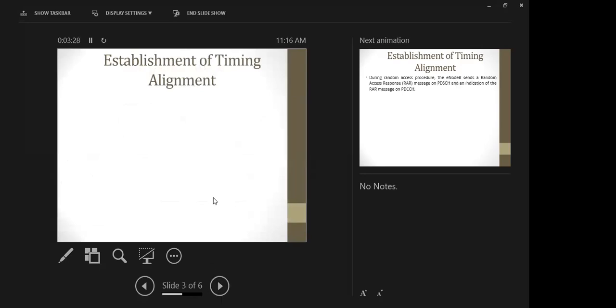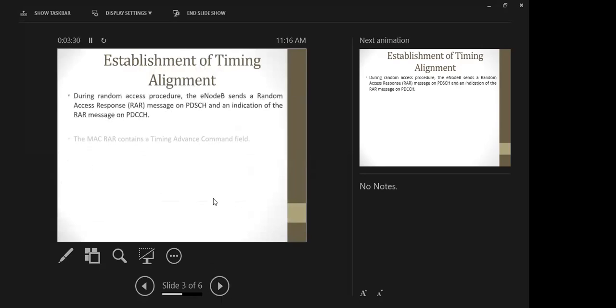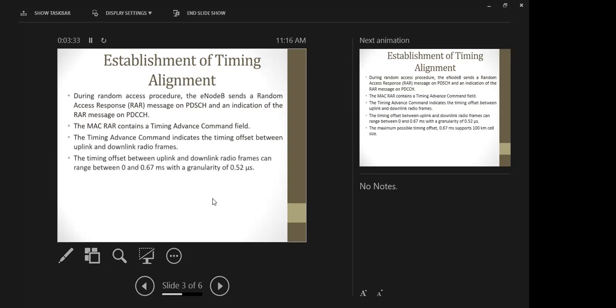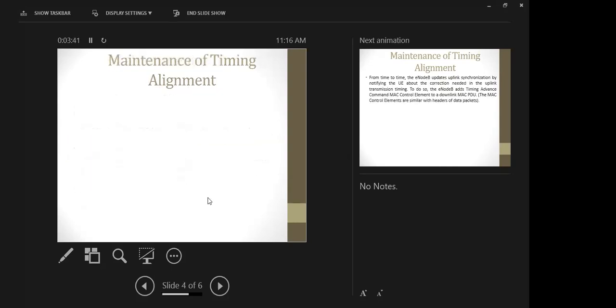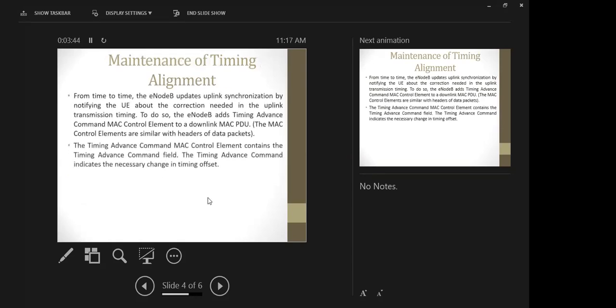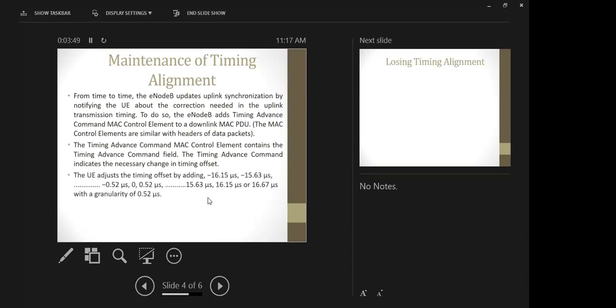So when you establish, you need 2.67. But you should also now be able to calculate that if you have moved a little bit, like 1 kilometer, or maybe just a few hundred meters, then how much should be the timing offset? I mean, there should be a correction from the eNodeB. The eNodeB will send a correction. How much will that be? You should now be able to calculate.